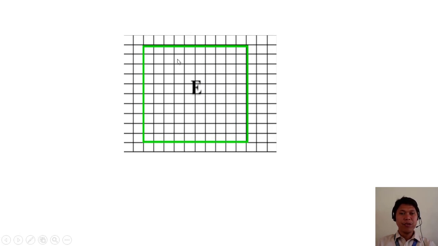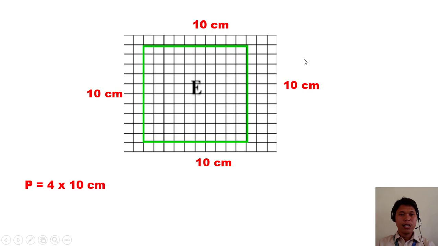Next, figure E. 1, 2, 3, up to 10. This is 10 centimeters. And again, 1, 2, 3, up to 10. Oh, I see, this is also a square. So this is a 10 by 10 square. Then we simply multiply 4 times 10, which is equal to 40 centimeters.